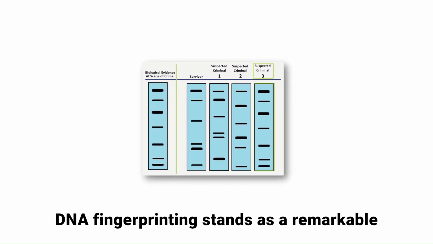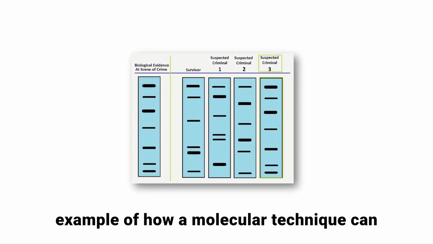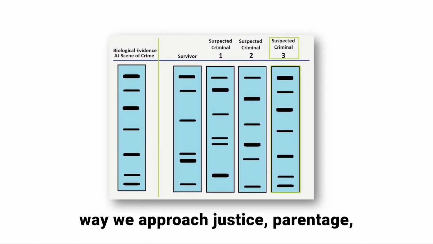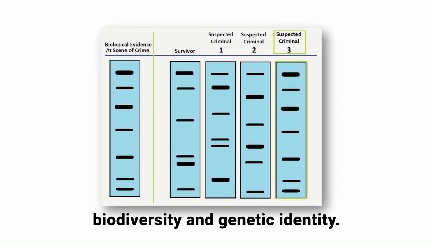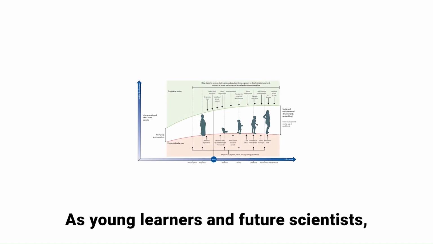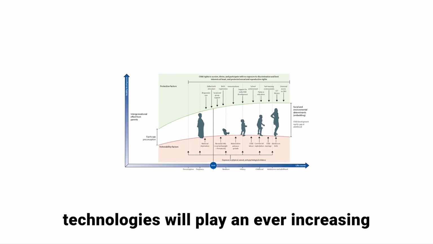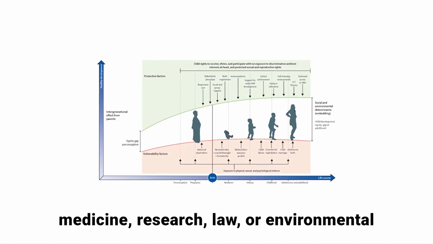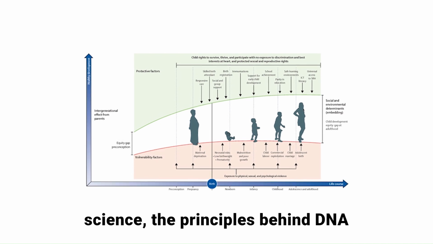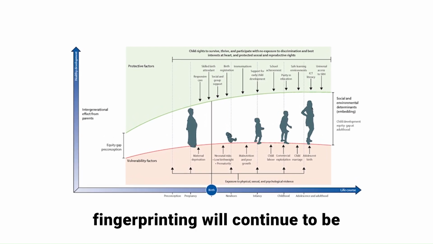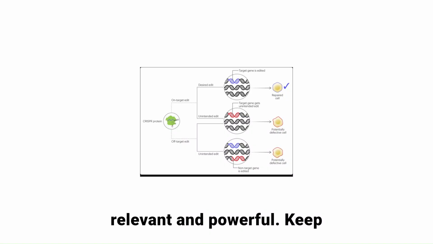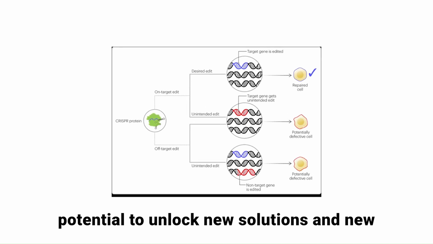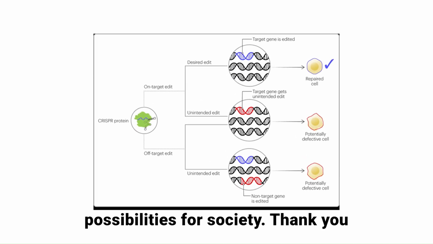To sum up, DNA fingerprinting stands as a remarkable example of how a molecular technique can change the world. It has transformed the way we approach justice, parentage, biodiversity, and genetic identity. As young learners and future scientists, you are entering a world where genetic technologies will play an ever-increasing role. Whether you go on to study medicine, research, law, or environmental science, the principles behind DNA fingerprinting will continue to be relevant and powerful. Keep exploring, stay curious, and remember that every discovery you study has the potential to unlock new solutions and new possibilities for society.